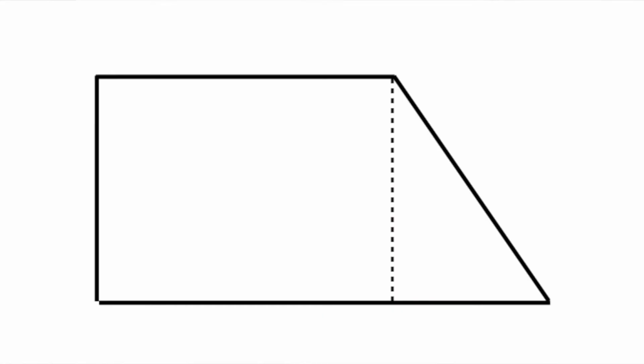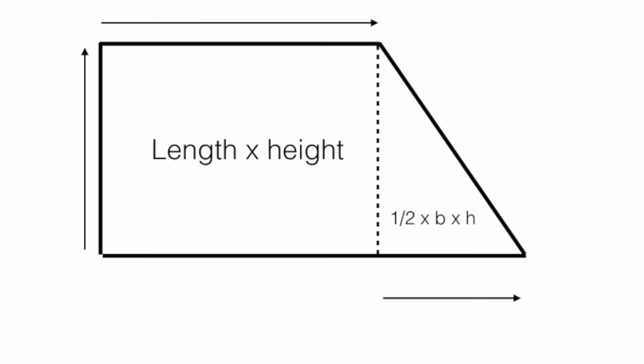Now, complex shapes are different. The reason being is that they are multiple shapes put together. So here I have a rectangle and a triangle. I need to break it down, calculate the area of the triangle and add it to the area of the rectangle. And simply that helps me calculate the total area of the complex shape.